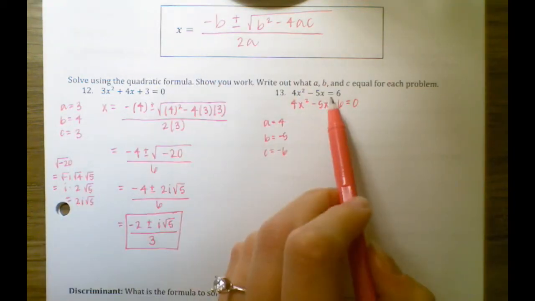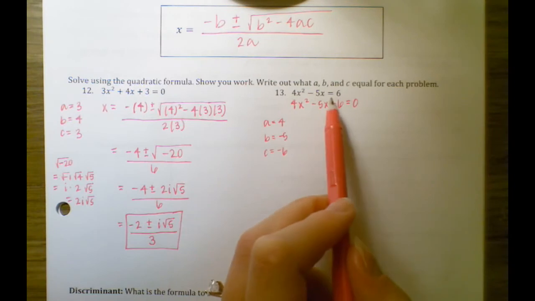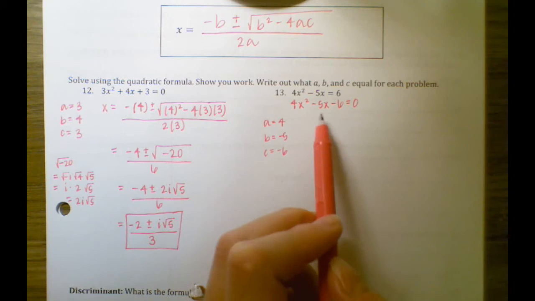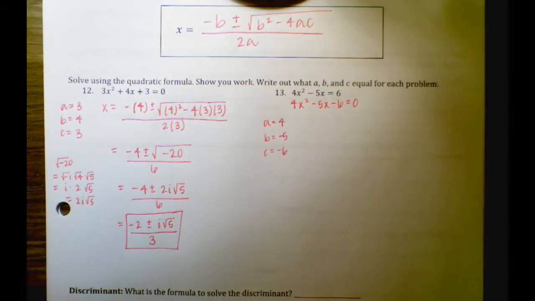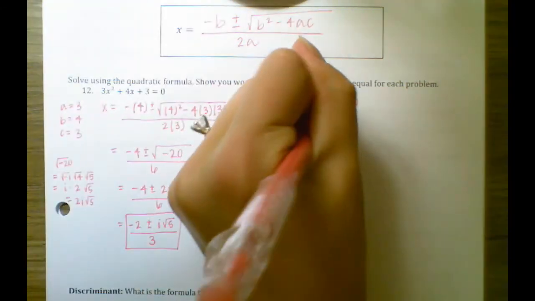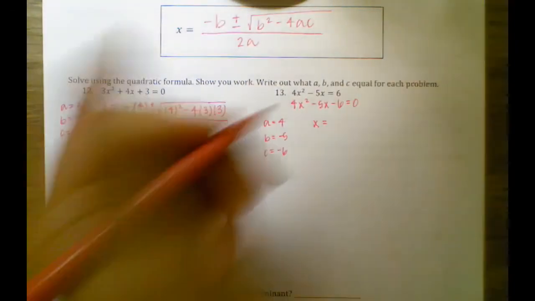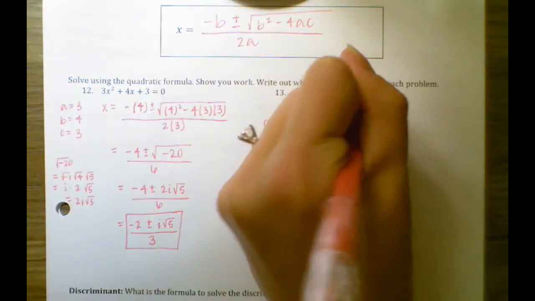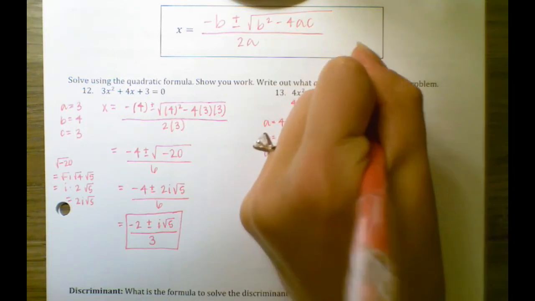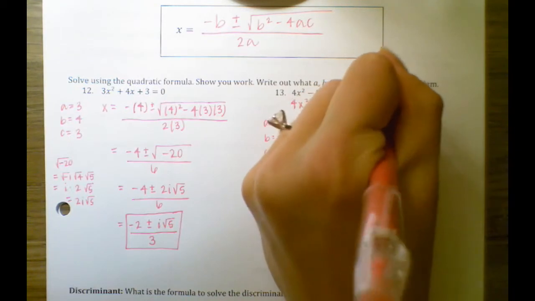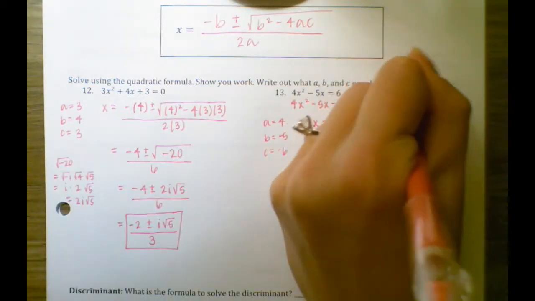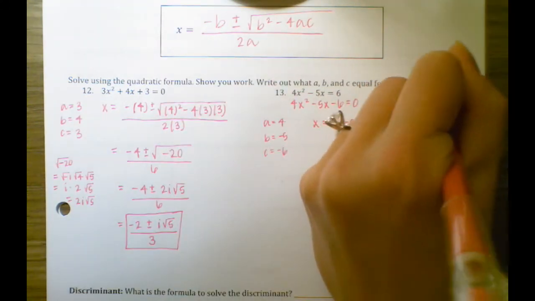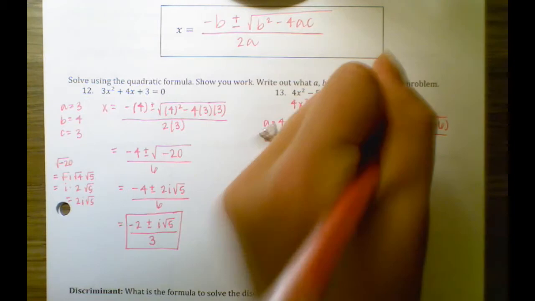Okay? Notice if you guys tried to write out A, B, and C, you probably would have been like, wait a second, what's my C term? It's not 6, it's negative 6 because you have to move it over to the other side, okay? And that negative can change your answer, so be careful. So x equals negative b, which is negative 5. That's why I like to use my parentheses, plus or minus the square root of b squared minus 4ac all over 2a.